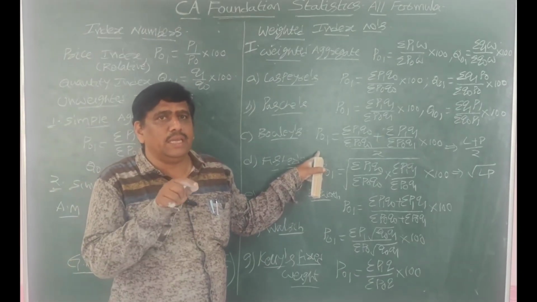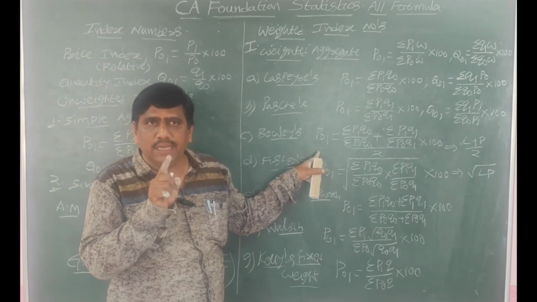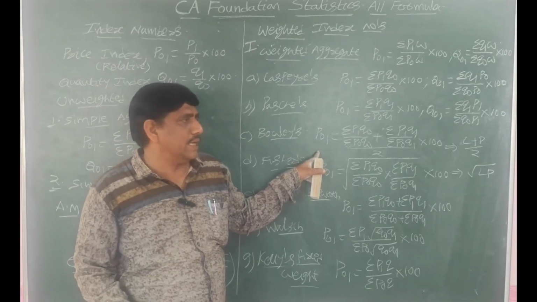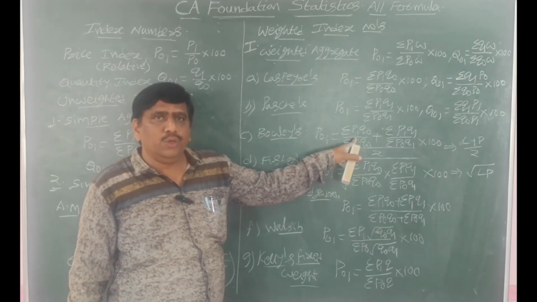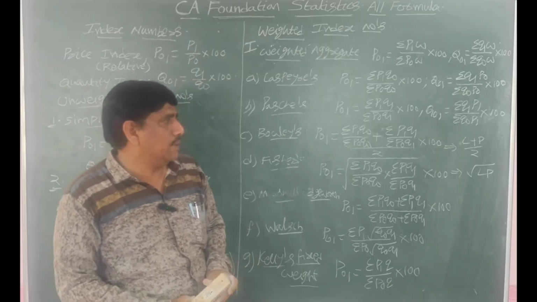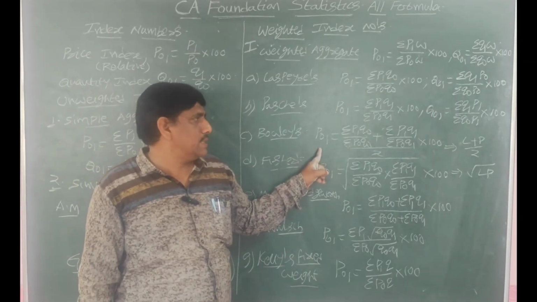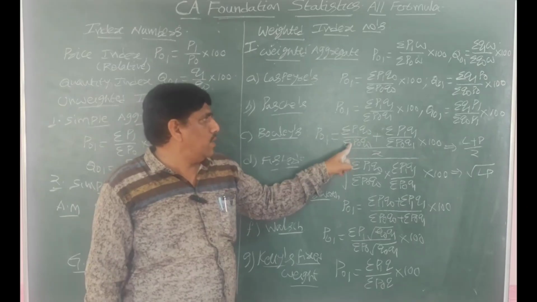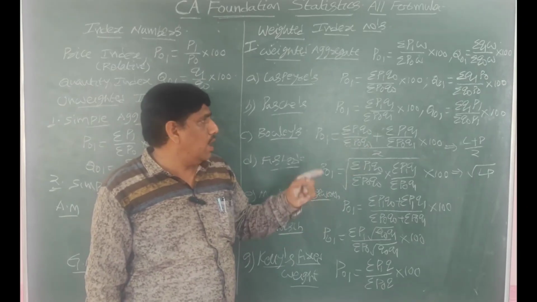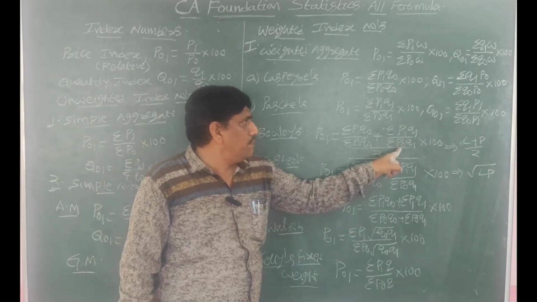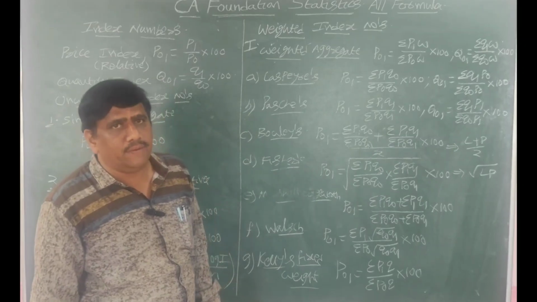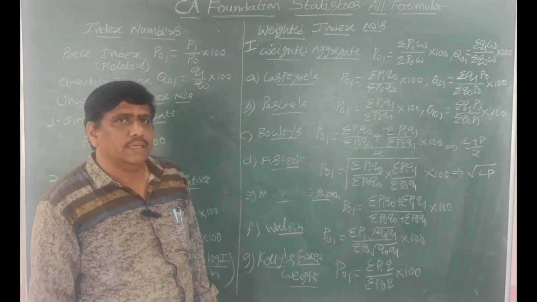If it is quantity, that means Bowley's quantity index number if he is asking like that, change P into Q and Q into P. That means Bowley's quantity index number formula is summation Q1 P0 by summation Q0 P0 plus summation Q1 P1 by summation Q0 P1, by 2, into 100.